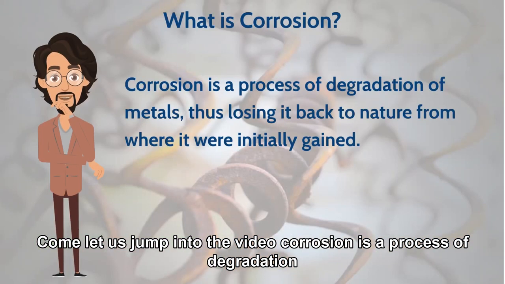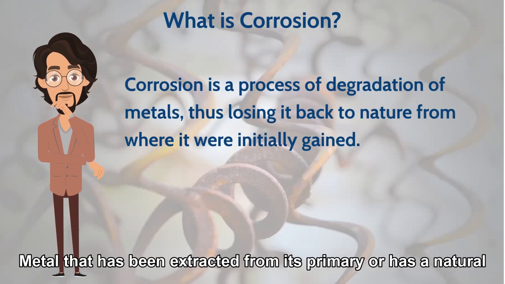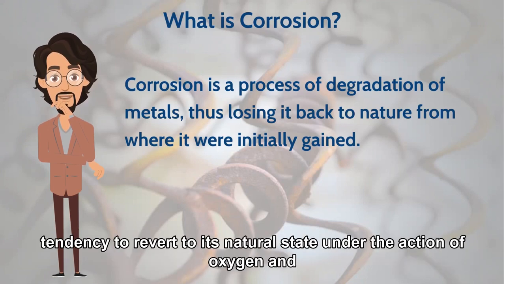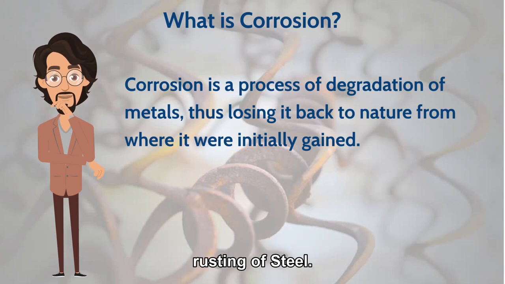Corrosion is a process of degradation of metals, thus losing it back to nature from where it was initially gained. Metal that has been extracted from its primary ore has a natural tendency to revert to its natural state under the action of oxygen and water. This action is called corrosion, and the most common example is the rusting of steel.